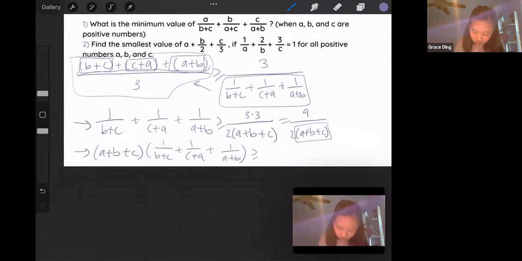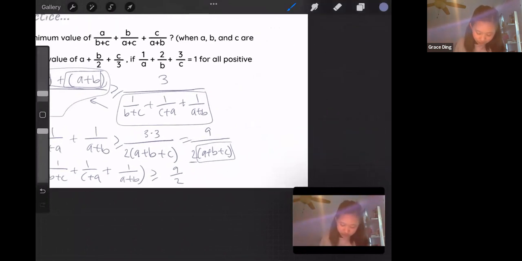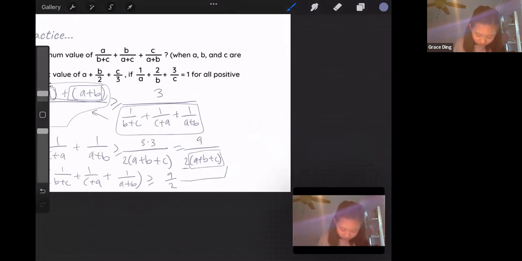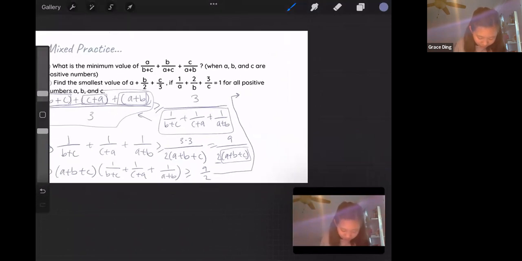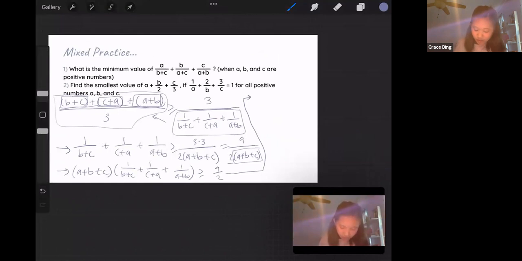And this will be more than or equal to 9 over 2, since we still have this 2 over here. Okay. I will move this over. And when we expand, we can see that we'll have this, because we have this B plus C, and the denominator is B plus C.